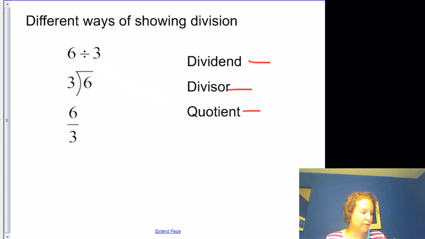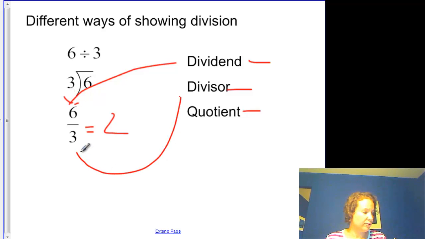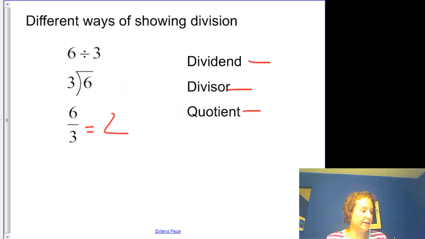If we look at the final problem down here, and I say that that's equal to 2 again, the dividend is again the 6, the number that's being divided. The divisor is here on the bottom, and the quotient is what we get when we simplify that fraction. So even if we have a fraction that simplifies not to a whole number but to a decimal, that is still going to be the quotient.